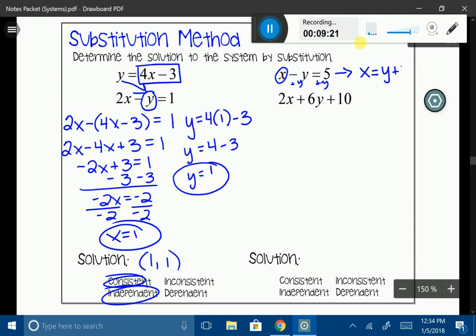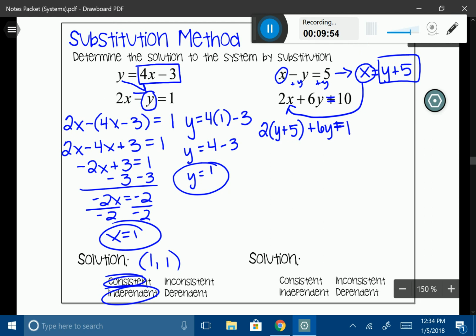But there you just got x all by itself. So now what I can do is take that x and substitute it into the x in the second equation. If I do that, it's going to look something like this. 2 times x. Well, remember, x is equal to y plus 5. So I'm going to say, okay, parentheses, y plus 5. And then I'm going to finish off the problem. 6y plus, oh, I'm sorry, that's supposed to be an equal sign. My bad. Equals 10.